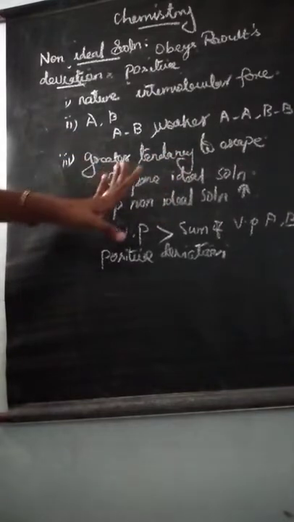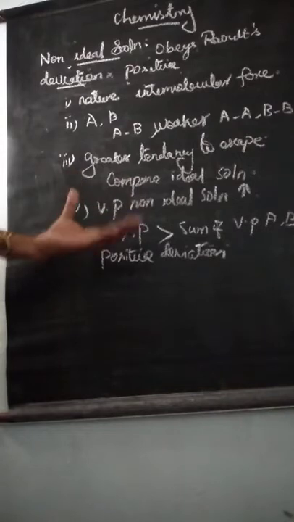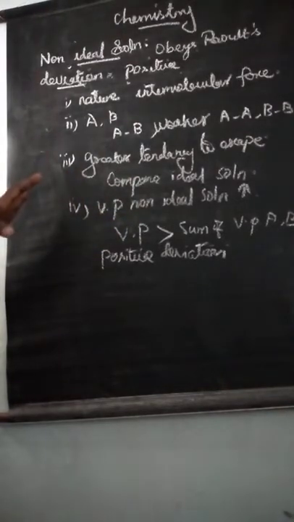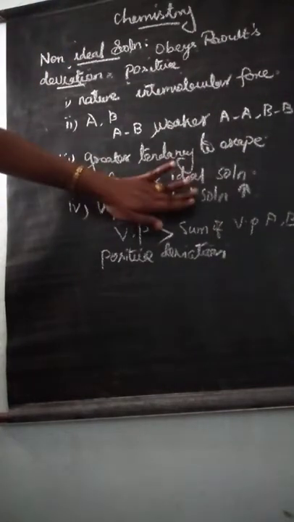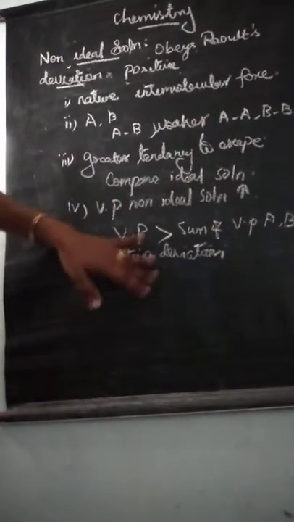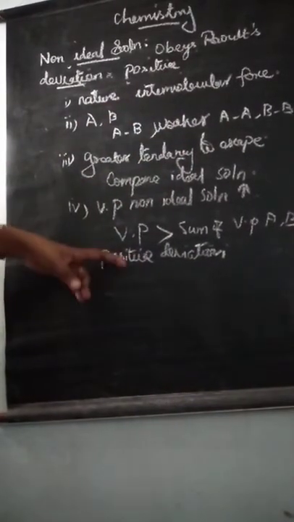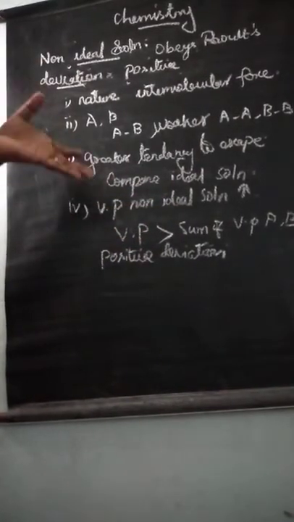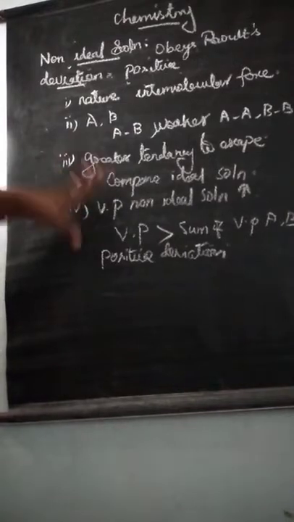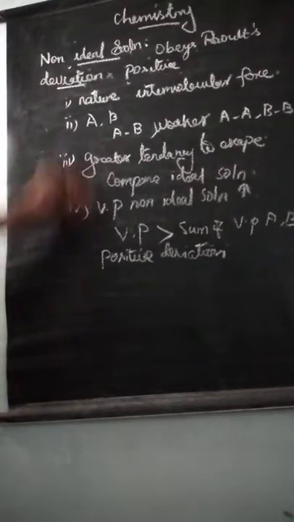compared to the ideal solution. Next point, vapor pressure of non-ideal solution increases, and it is greater than the sum of the vapor pressures of A and B. This type of deviation is called positive deviation.